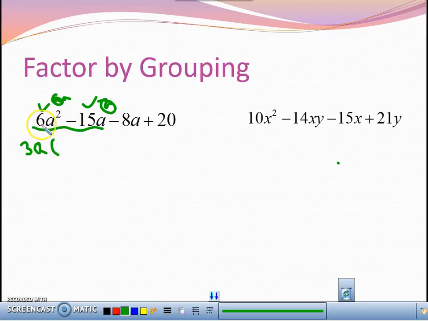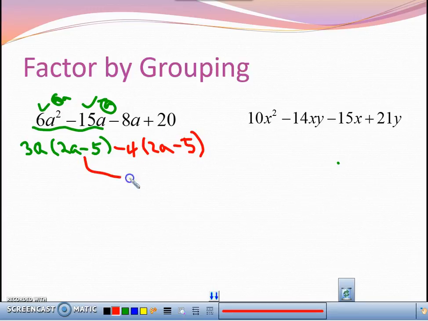Put parentheses. You're going to write 6 divided by 3 is 2. a squared divided by a is 1a. And then right here, negative 15 divided by 3 is negative 5. a divided by a is 1, so negative 5 times 1 is negative 5. So right here, you did the first one. Let's do the second one. You have negative here, so we put the negative. So GCF of 8 and 20 is 4. And then negative 8a divided by negative 4 is positive 2a. And then positive 20 divided by negative 4 is negative 5.